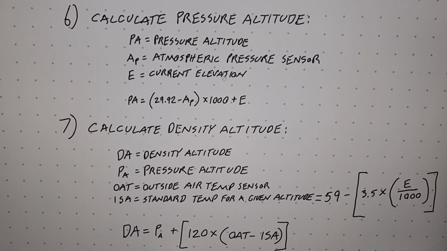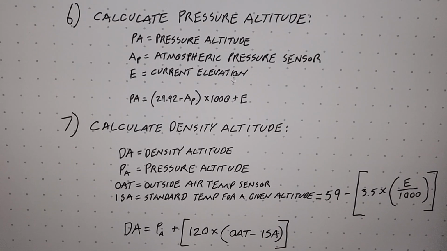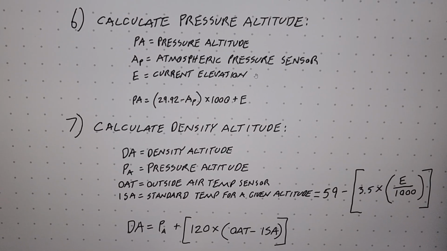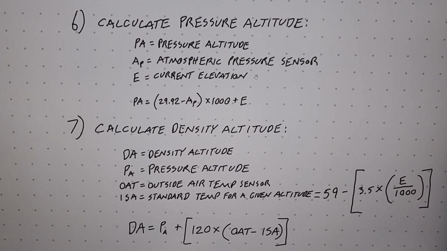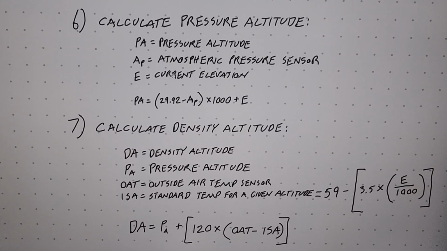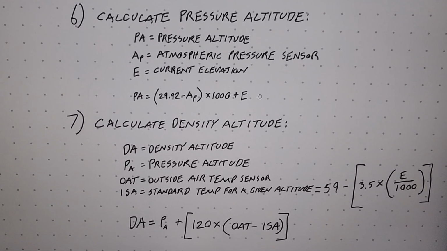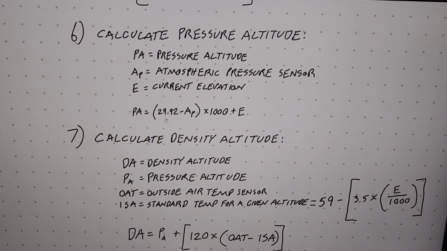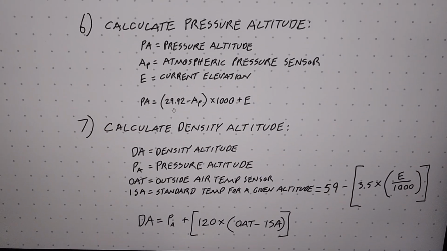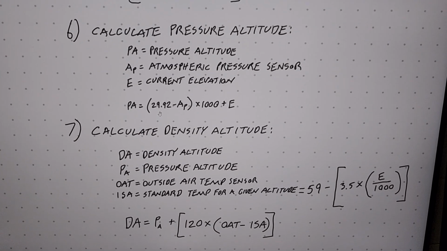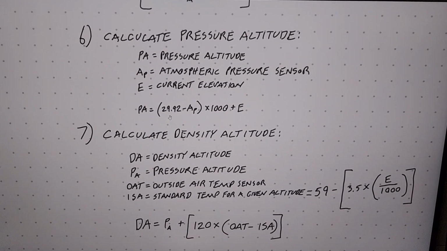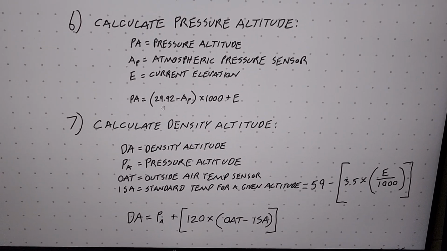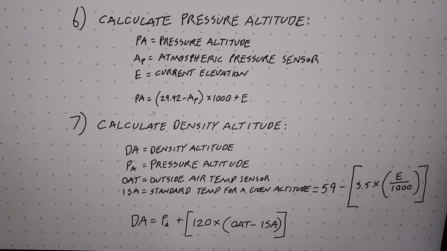And then you need to know what your current elevation is. A lot of people, this is going to be the racetrack that you're at, or just where your house is at. If you're driving on the street, where do you spend most of your time driving? And this will be that current elevation. And then you're just going to do a simple calculation. This 29.92 is the sea level standard pressure. In your density altitude calculation you need standard pressure and standard temperature at sea level so that you can get an accurate density altitude.